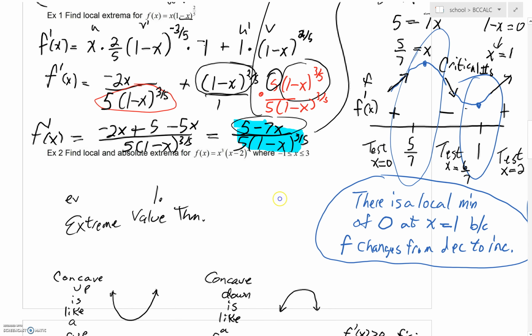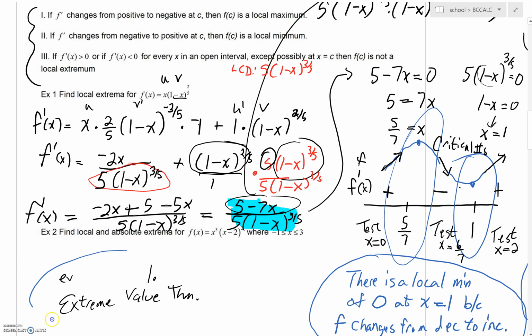Example 2 is actually the extreme value theorem. We're skipping that. It's from section 4.1. Find your critical numbers, plug in your endpoints, plug your critical numbers into f, and that would be your absolute max or min.